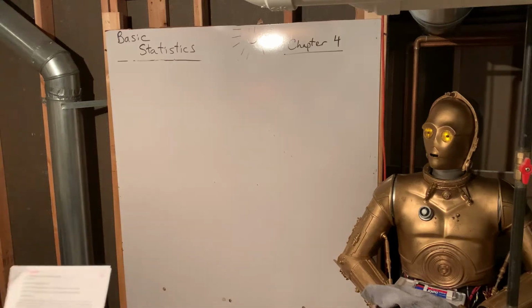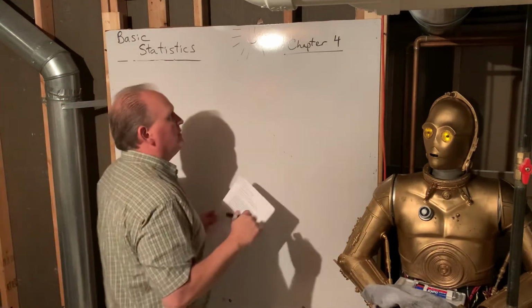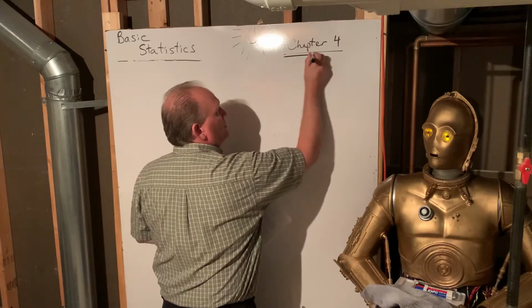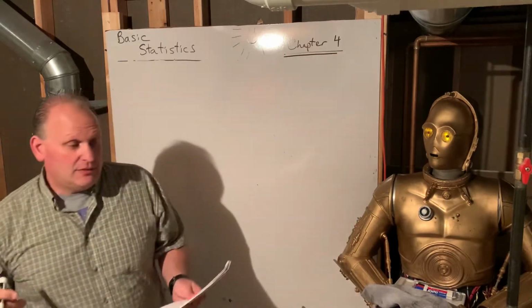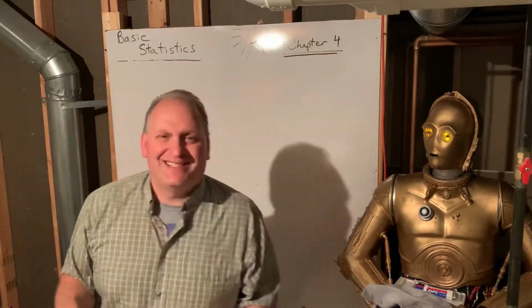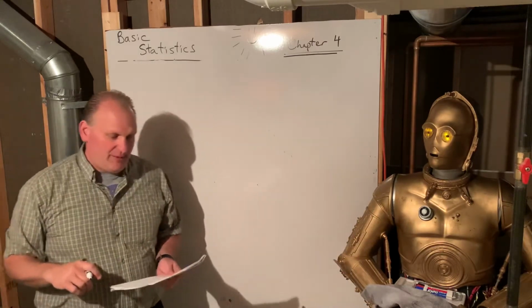All right, this is basic statistics. We're looking at the chapter 4 note packet. So let's jump in. It's sample spaces and probabilities.